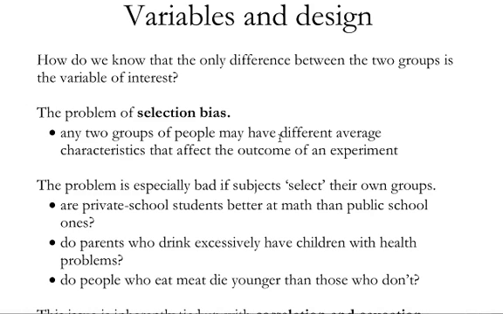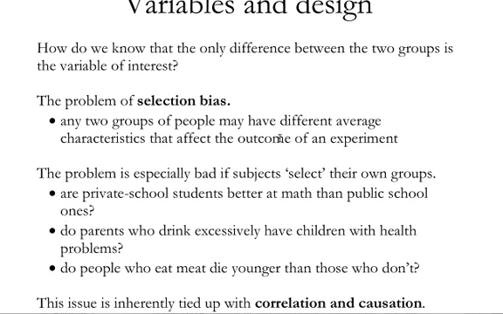The problem is especially bad if subjects "select" their own groups, and I've put select in scare quotes here because this is not the everyday English meaning of select that I have in mind. This is a specialized technical meaning where it doesn't require people to exercise active choice. It just means that the way in which they're assigned to groups has some sort of systematic bias or asymmetry to it. So here are some examples, and see if you can think to yourself why each one of these is problematic from a group selection standpoint.